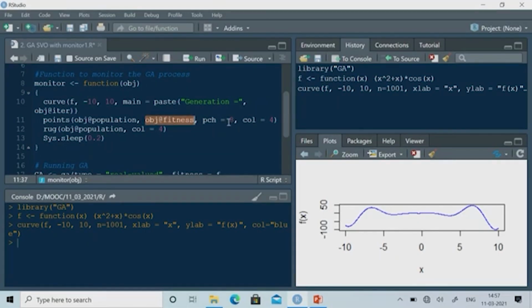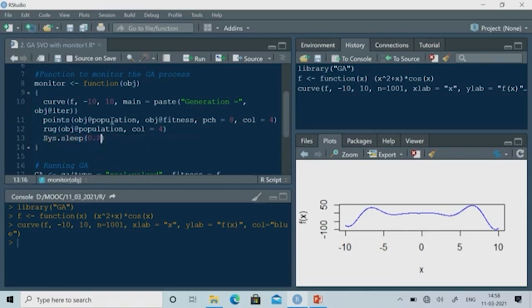So, I am putting that one, and then I am putting pch 0.8. So, it will give a shape. You can see that one, and I am using color 4, and then rug. So, it will give you the location of this particular population on the x axis. Because I would like to see the progress, the system will sleep for 0.2, otherwise you will not be able to see that one. So, that is why I am putting this one.